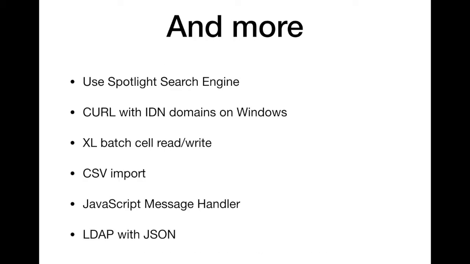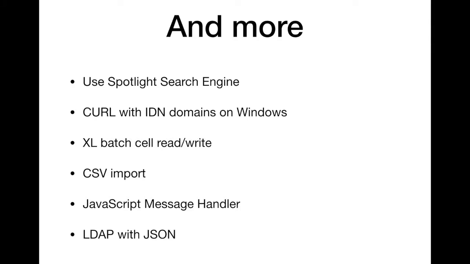Yeah, the plugin supports over 100 different types of barcodes, so if you need a barcode, yeah, we have it. Next thing, you can use the Spotlight search engine to search items on your computer. So you can, for example, search music files by artist.